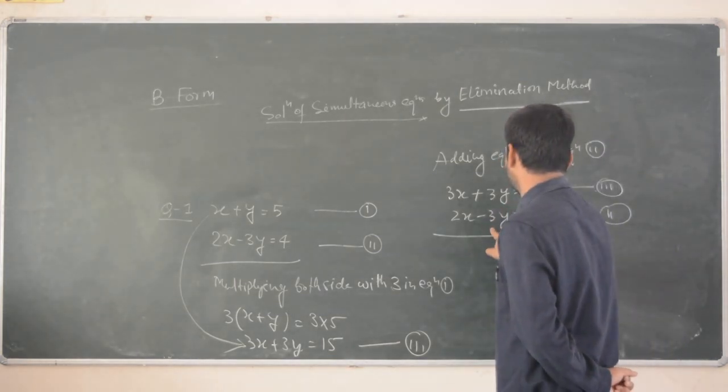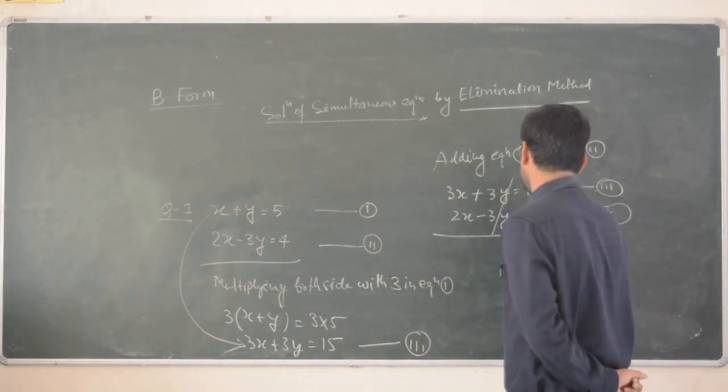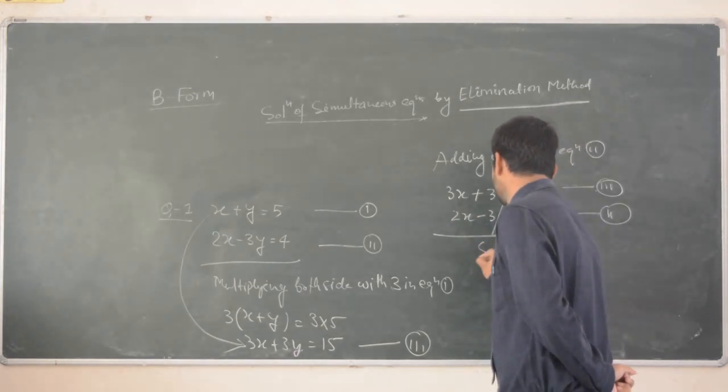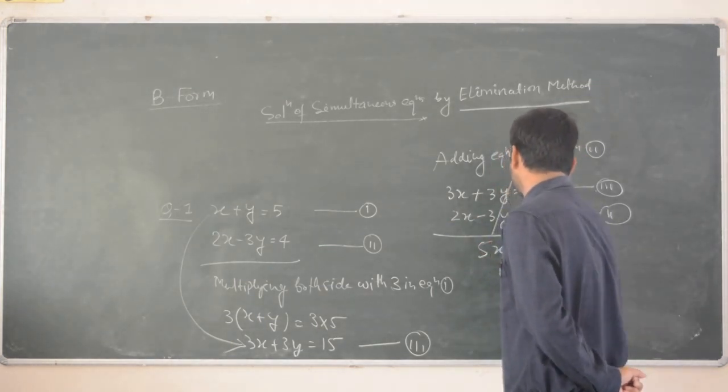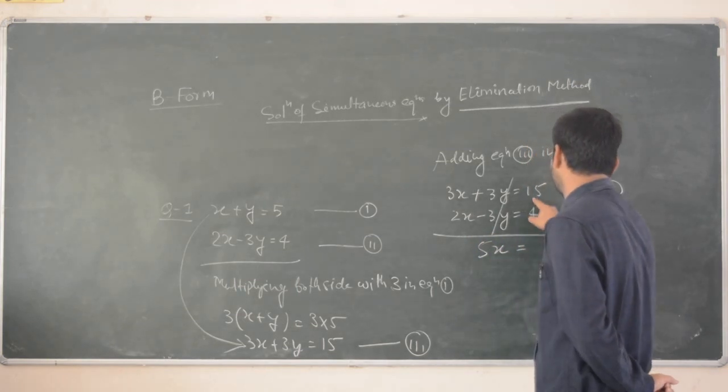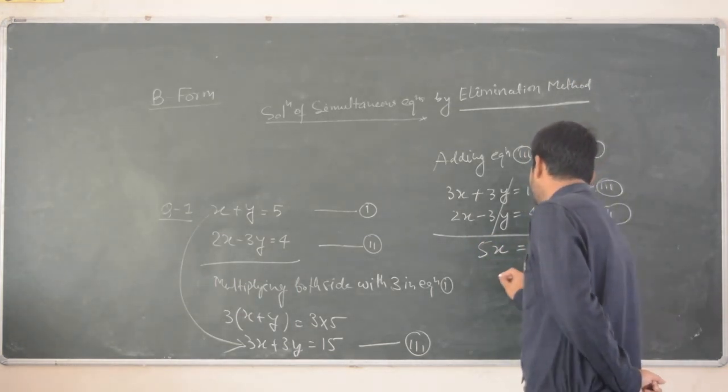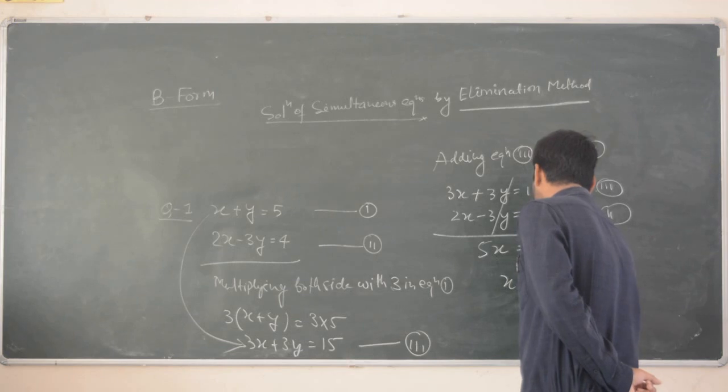Here plus 3y and minus 3y get cancelled out. Now 3x plus 2x makes 5x, equal to 15 plus 4, which makes 19. So 5x equals 19, and x will be 19 by 5.